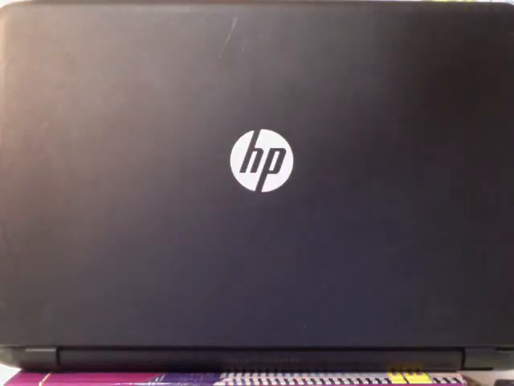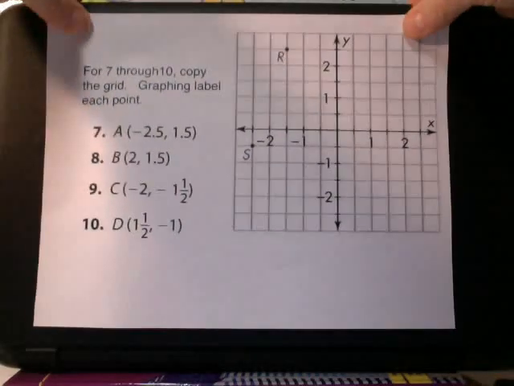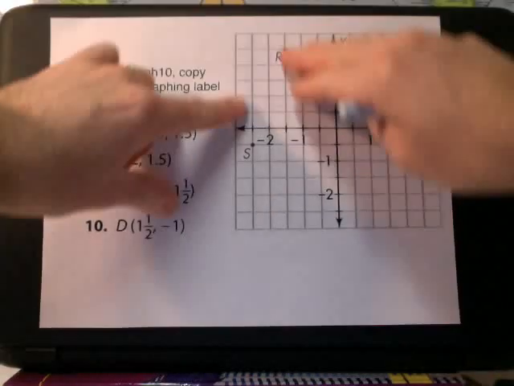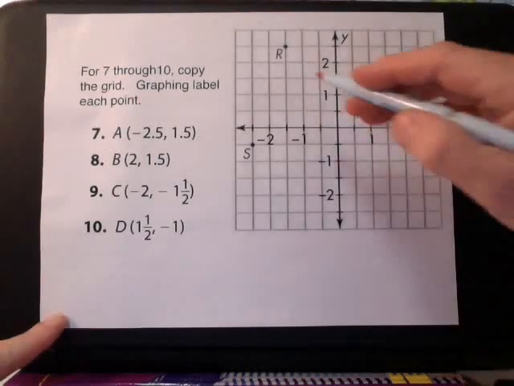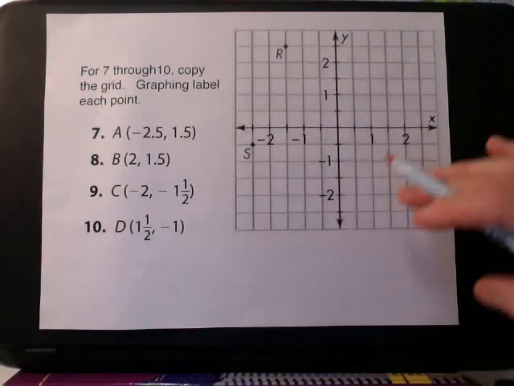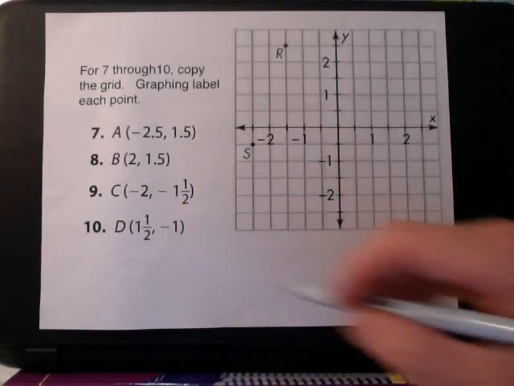Let's just jump on in to number 7 now. See if you can solve 7 and 8. They want you to copy the grid, graphing and labeling each point. So why don't you go ahead and make this grid or a quick sketch of it, and see if you can locate where these points would be.